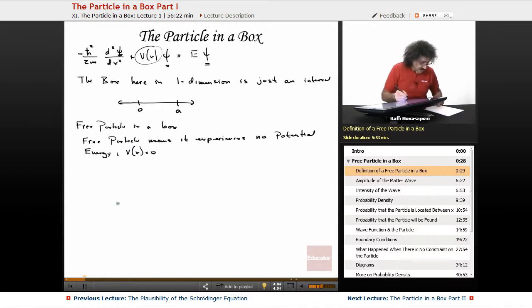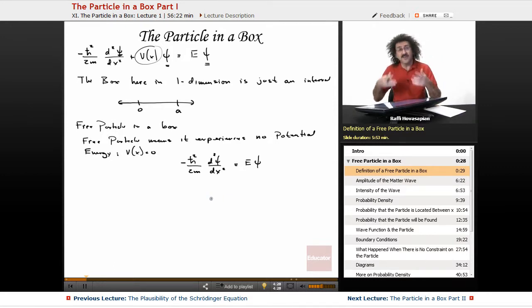So this equation actually ends up becoming the following. It ends up becoming minus h bar squared over 2m, the second derivative of this, equal to E times our wave function psi. So I'm going to rearrange this and write it in a way that is more convenient for actually solving the differential equation. It's the way that you learn when you take a differential equations course, and it'll make sense in just a minute.